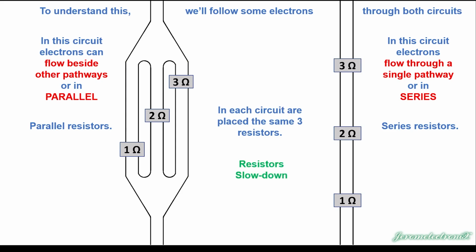And remember, resistors slow down the flow of electrons. They reduce the pressure and they slow down the flow of electrons. That's what resistors do. The larger resistor slows the flow the most. So the 3 ohm resistor will slow the flow the most. The 1 ohm resistor will slow the flow the least. The 2 ohm next most.